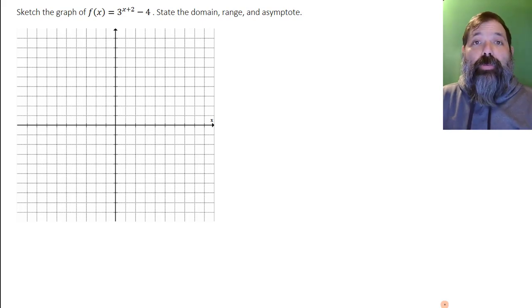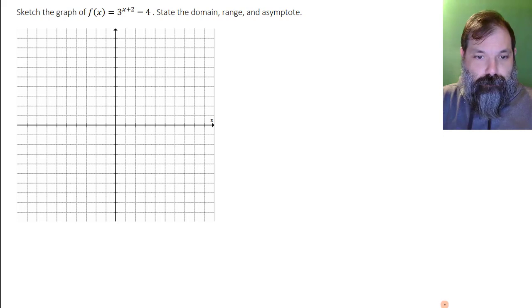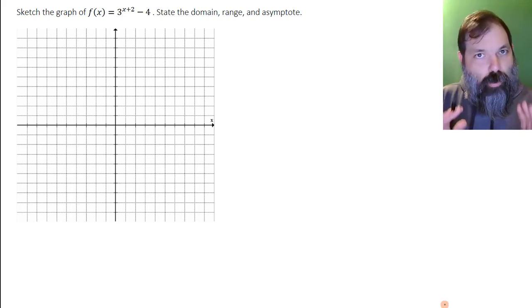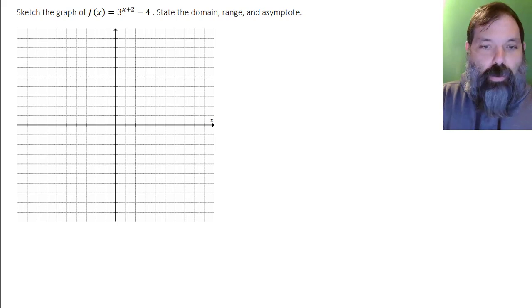Sketch the graph of f of x equals 3 raised to the x plus 2 power, subtract 4. State the domain, range, and asymptote. I see this as a transformation of the basic function 3 to the x. So I'm going to start by sketching that function.